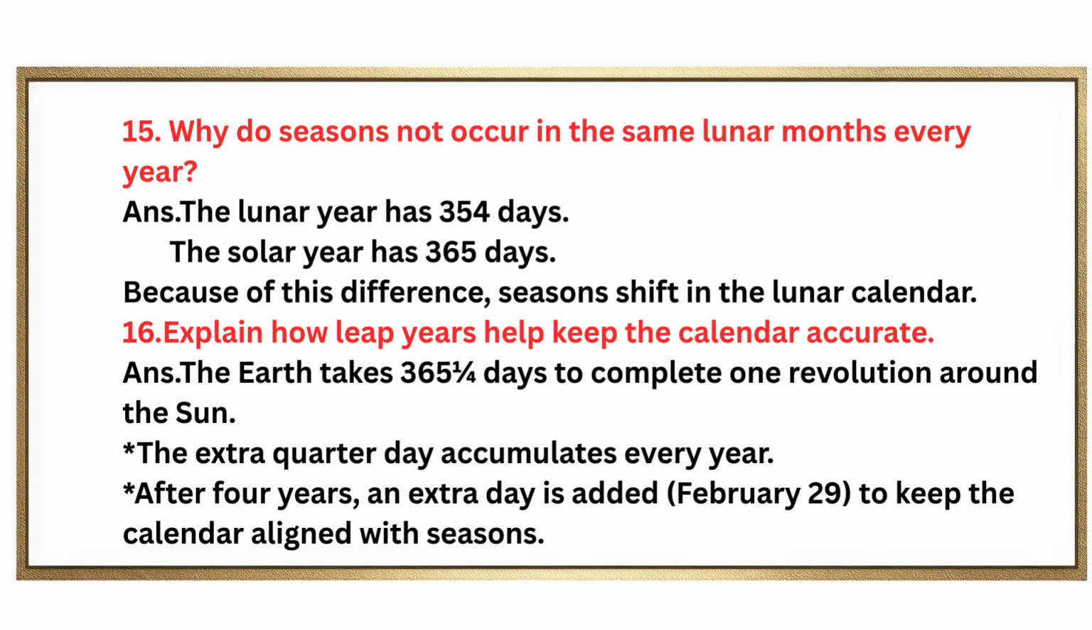Question number 16. Explain how leap years help keep the calendar accurate. Answer. The earth takes 365 1/4 days to complete one revolution around the sun. The extra quarter day accumulates every year. After 4 years, an extra day is added to keep the calendar aligned with seasons.